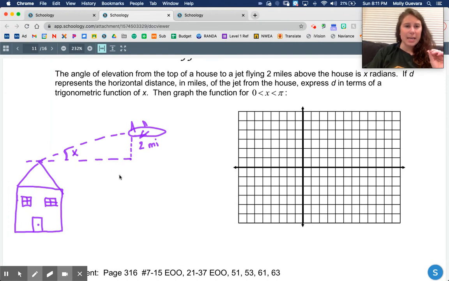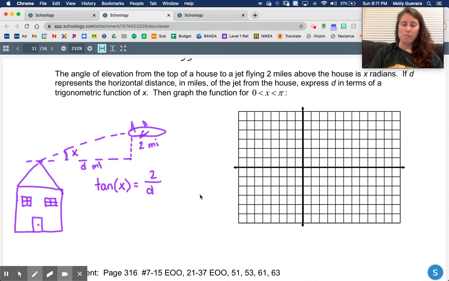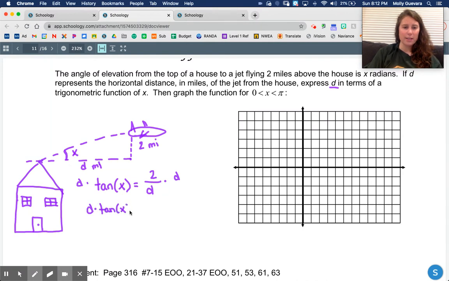Okay? If d represents the horizontal distance in miles of the jet from the house, so this is then d miles, express d in terms of a trig function and then graph it. Okay, so when I look here, here's my angle. The sides I have are opposite and adjacent, right? So opposite and adjacent is tangent. So I can say that tangent of my angle, which is x, is equal to opposite over adjacent. So there I have the trig function. However, it wants me to express d. So I want to get d by itself. Okay, so I'm going to multiply both sides by d. So I have d times tangent of x equals 2. And then I can divide by tangent of x.